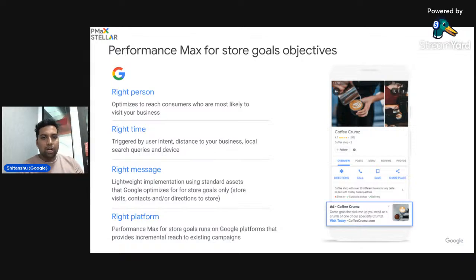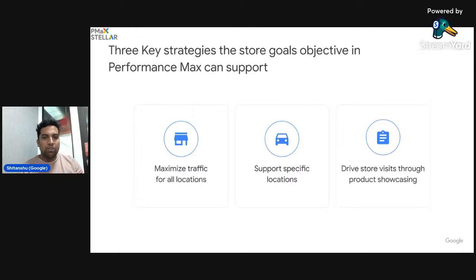So your campaign, since it's running across all the platforms, across all the inventories, you get to meet the right person on the right platform. Now, there are three key objectives or strategies for which Performance Max is used for a store goal visit. One is when you have to maximize traffic across all of your locations, right? So if your client or your business has multiple locations, and you want to maximize the traffic across all the locations, that can be one of the strategies when you're using Performance Max for store goal visit.